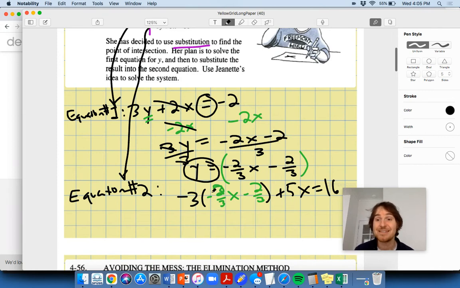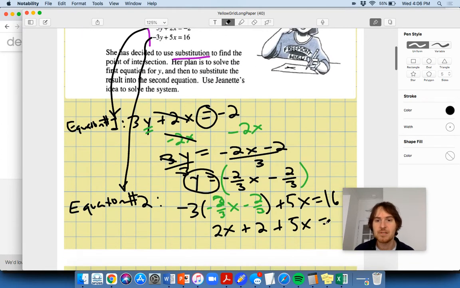Negative 3 times negative 2 is negative 6. Remember, numerators multiply numerators, denominators multiply denominators. This would be negative 3 over 1. So negative 3 times negative 2 is negative 6, and that's over 3. So negative 6 over 3 is negative 2x. Negative 3 times negative 2 over 3 is, again, negative 6 over 3, and that's negative 2. Oh, actually, wait. Two negatives make a positive. So man, I'm making mistakes here. Look, there's a negative here. So this is going to end up just being positive 2x, and then plus 2, and then I got my 5x's here that I originally had in equation number 2, and that's equal to 16.